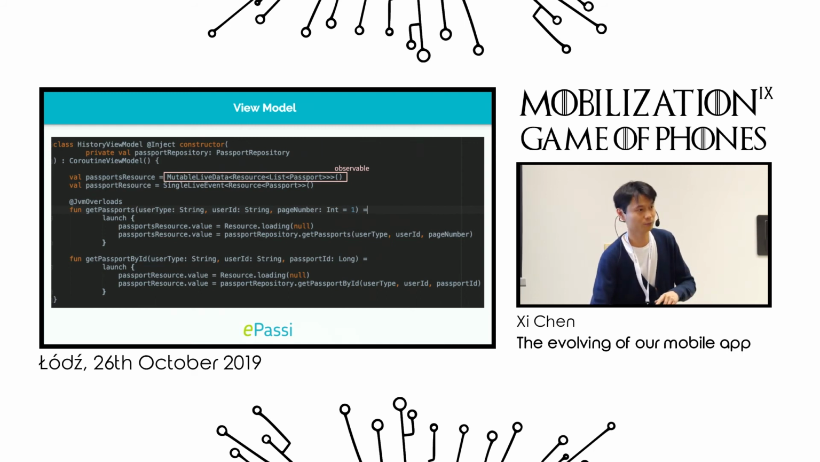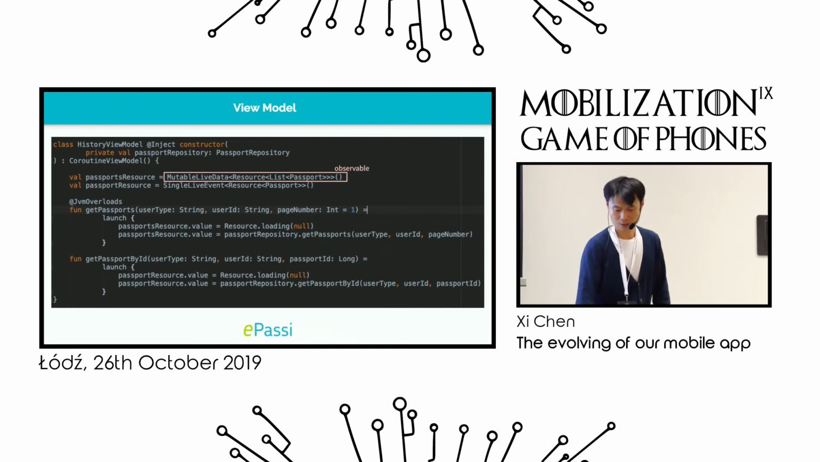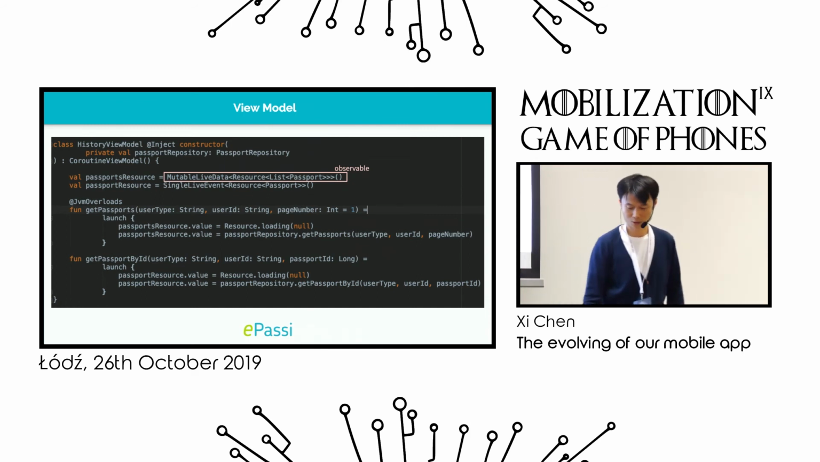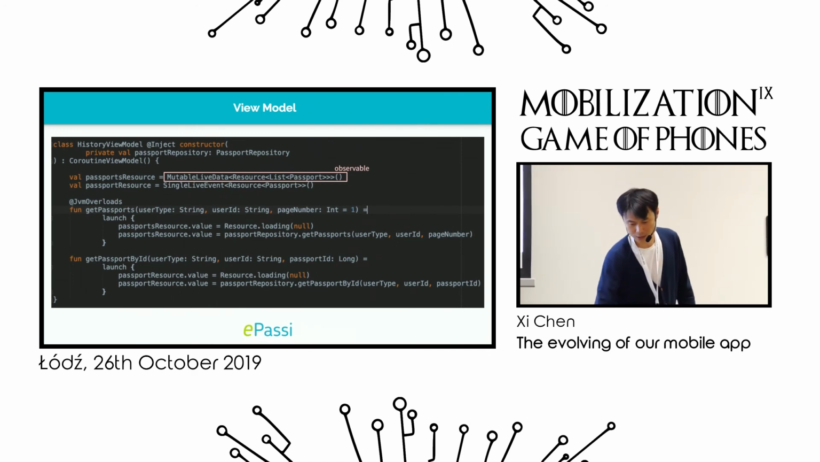But do you see a problem with this? This is in the ViewModel. We use MutableLiveData passed to the upper layer. Actually, we made a mistake here. This MutableLiveData is not supposed to be exposed. It should be LiveData because we are not expecting the UI layer to modify the data at all. So this is one mistake made by our team.